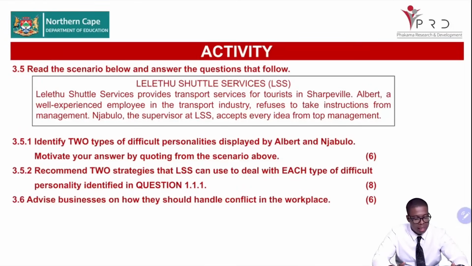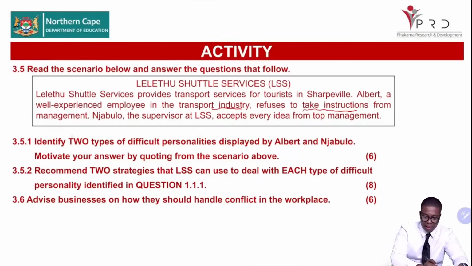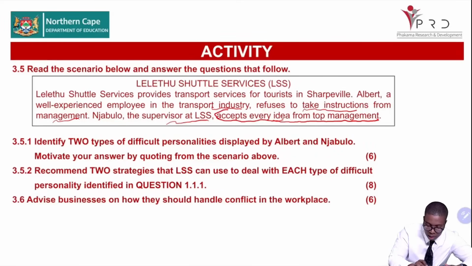Then let us read the scenario below and answer questions that follow. So here we have Leletu Shuttle Services. Leletu Shuttle Services provides transport services for tourists in Sharpeville. Albert, a well-experienced employee in the transport industry, refuses to take instructions from management. Jabulo, the supervisor at Leletu Shuttle Services, accepts every idea from top management. Now, let's check where our answers are.